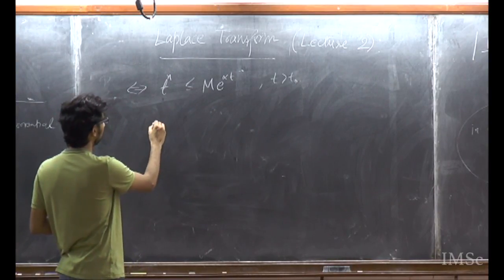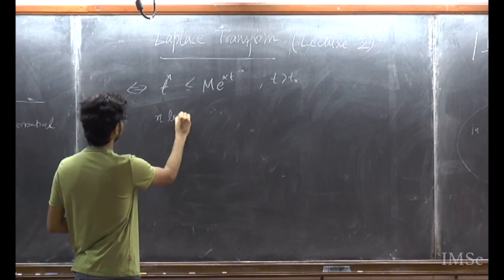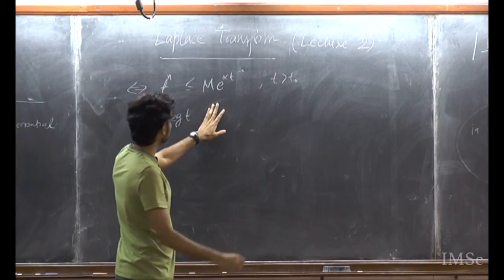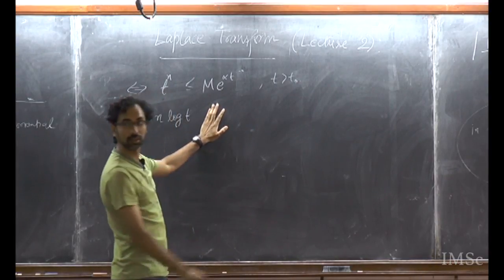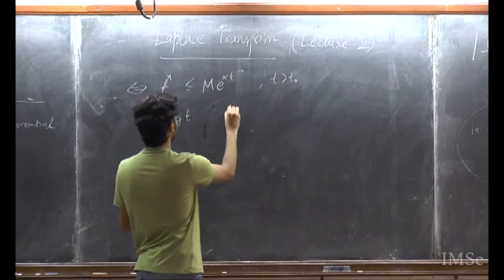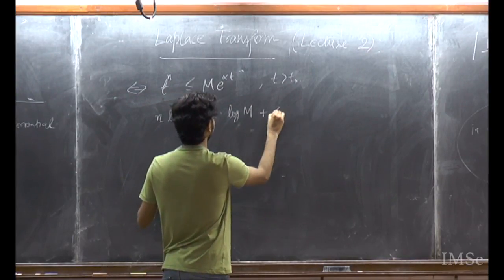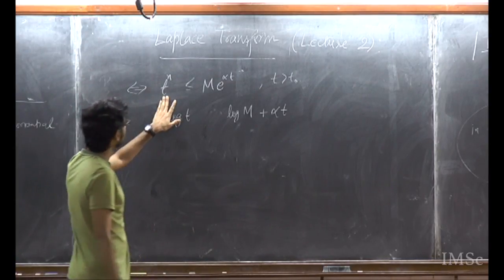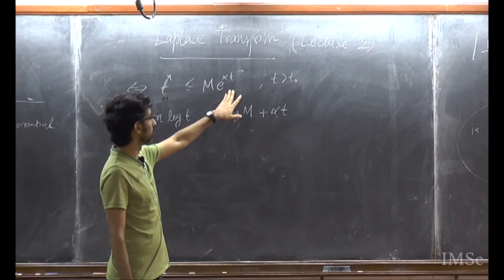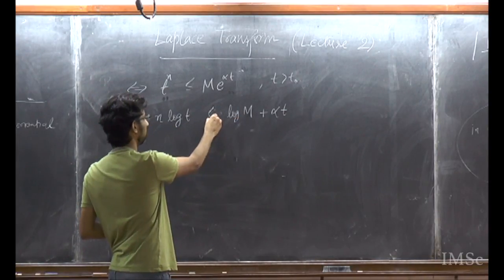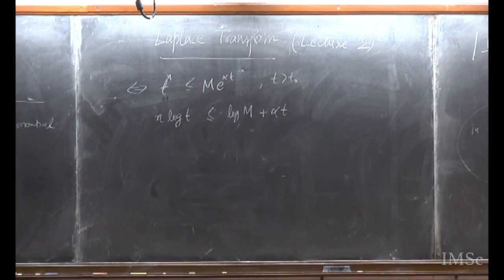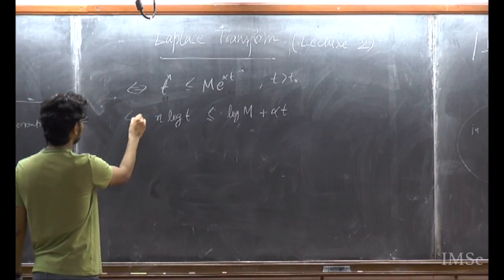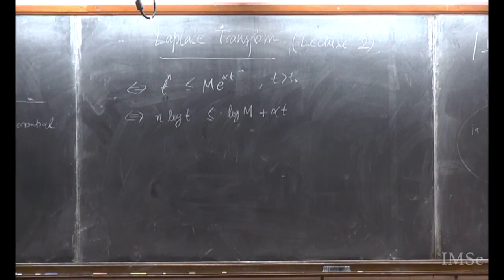So what do you get when you take logarithm? n log t. And here? Sorry? Log m plus alpha t. Right? And is it true that if t to the n is less than or equal to m e to the alpha t, then you can put less than or equal to here? Is this true? Yes. Log is a monotonically increasing function. Okay? In fact, this is equivalent.